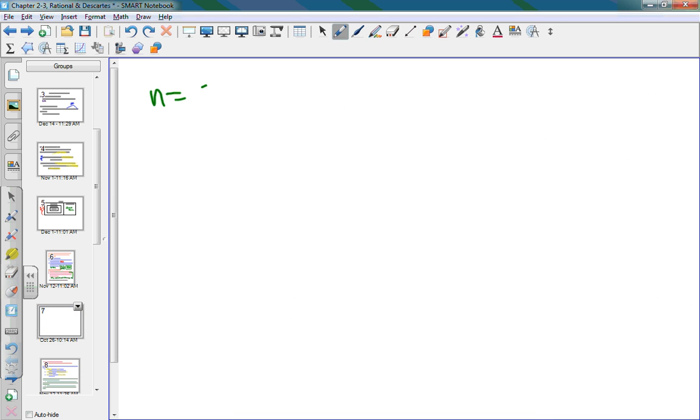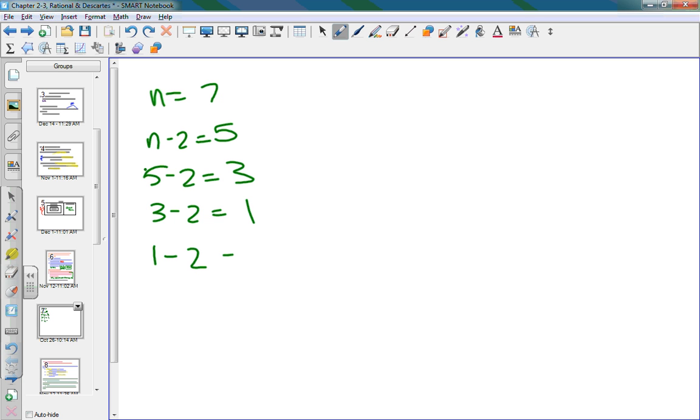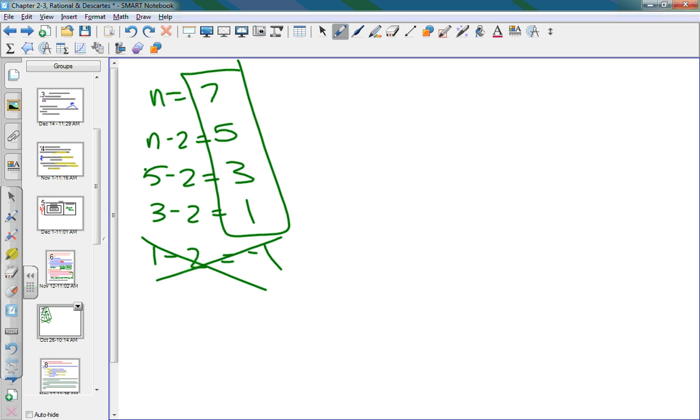So, for example, if n is 7, I can have 7. What's n minus 2? 5. What's 5 minus 2? 3. 3 minus 2? 1. And 1 minus 2? Negative 1. I can't use that one. So how many possible roots could I have? 7, 5, 3, 1. Do you understand that? Because n is the number of sign changes. It could be x, but they always use n so that you know that it's not the variable x, which is generally in a polynomial.